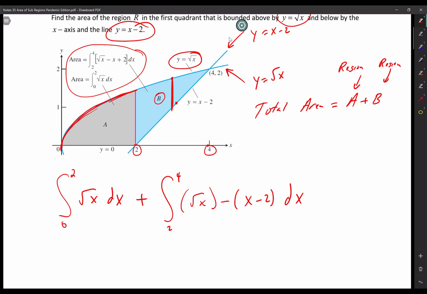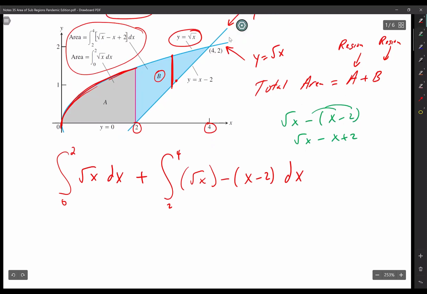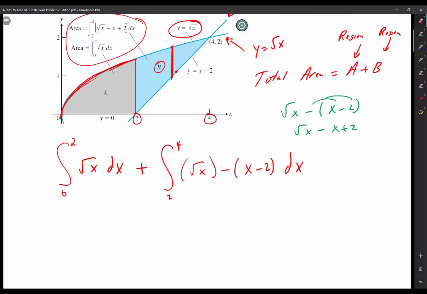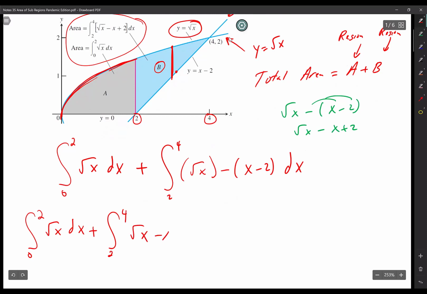There it is. Let's make it look a little prettier. So on the side, I'm going to go square root of x minus (x minus 2), distribute: square root of x minus x plus 2. So that's what I'm going to do, guys. I'm going to write it like this: integral 0 to 2, square root of x dx, plus integral 2 to 4, square root of x minus x plus 2 dx.